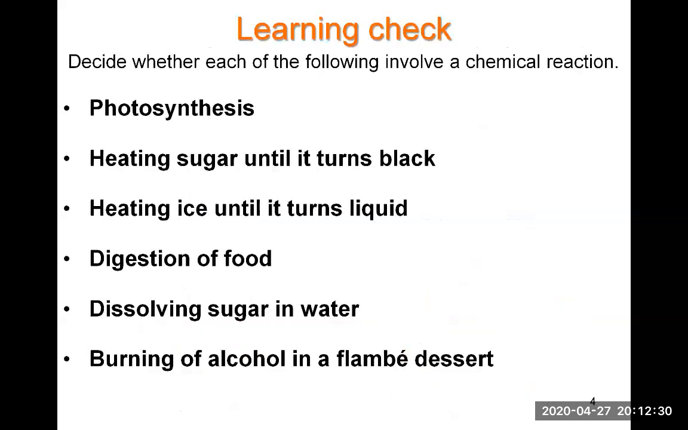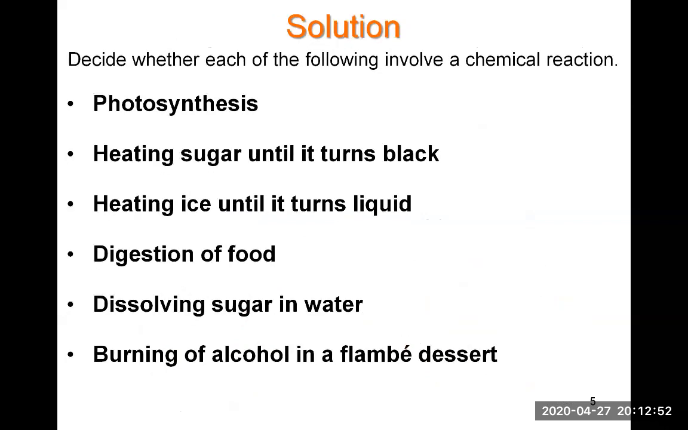So let's go through a quick learning check here, where you will decide if you have a chemical reaction or not. So please pause the video and do this on your own before you watch the answer. So photosynthesis, is this a chemical reaction or not? Photosynthesis, yes, it's a chemical reaction.